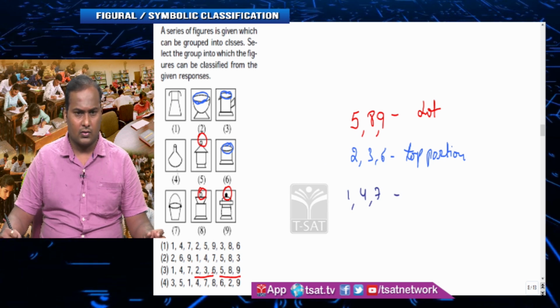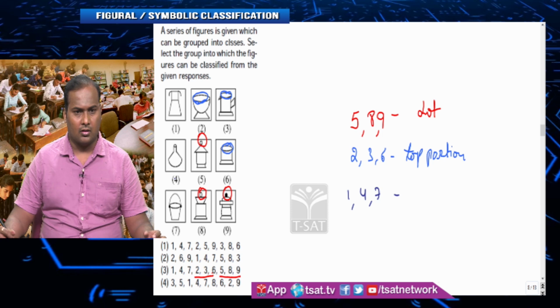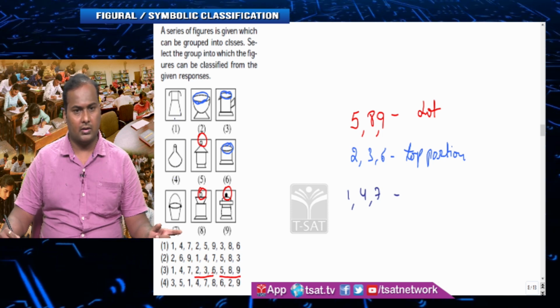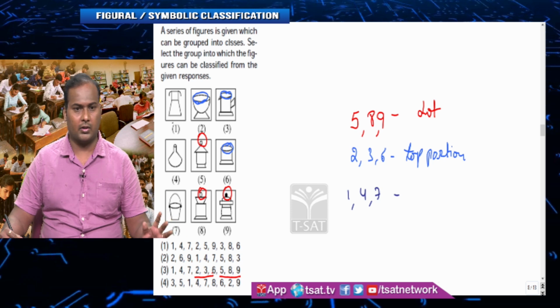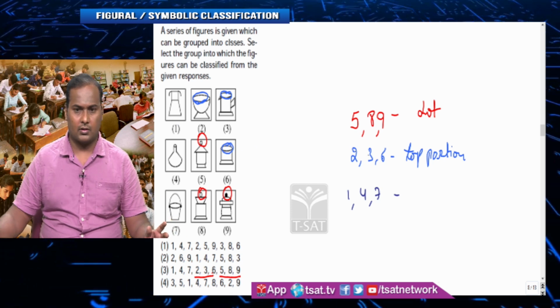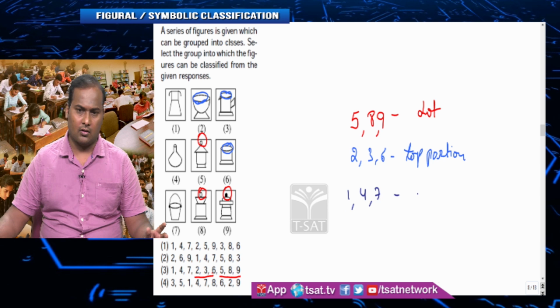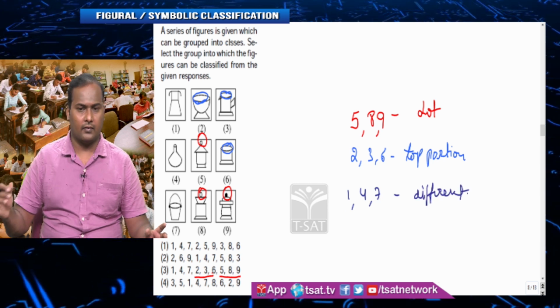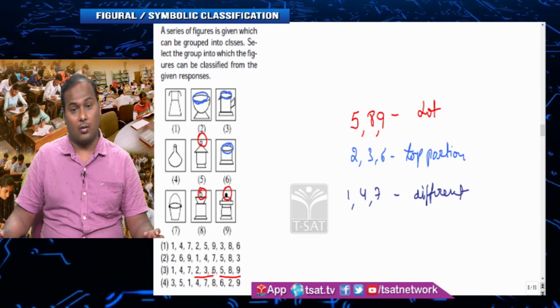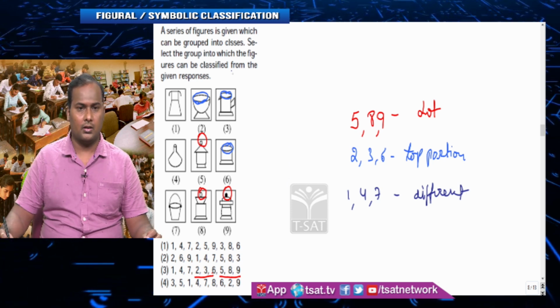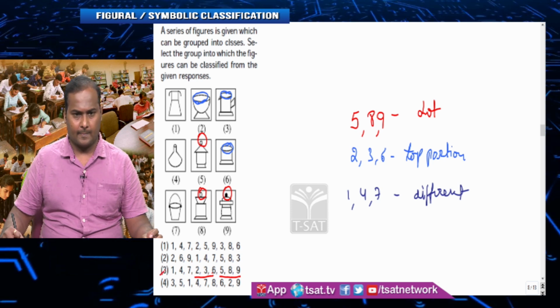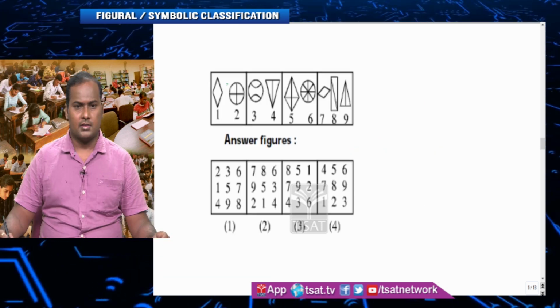Now what is the common thing in 1, 4, 7? There is no common thing; all three are different. So the common thing is that all three are different. That is 1, 4, 7. So the difference is the common character in this particular case. So then your answer is option 3.